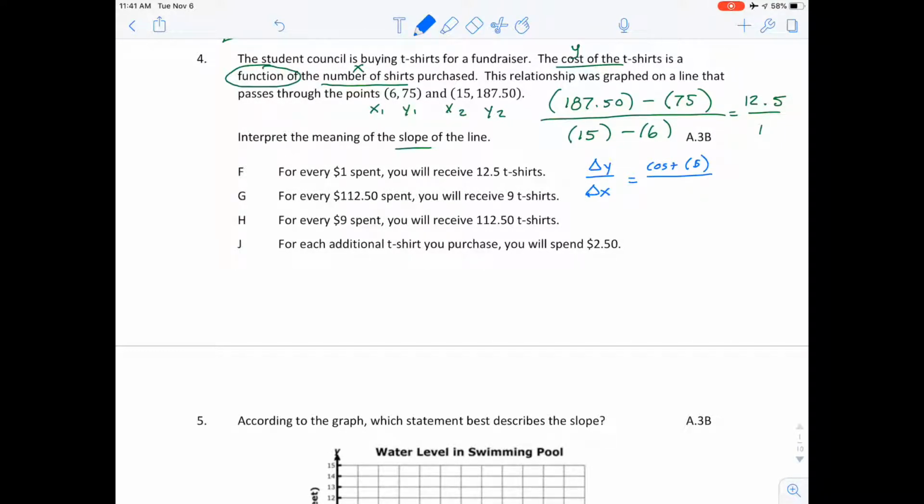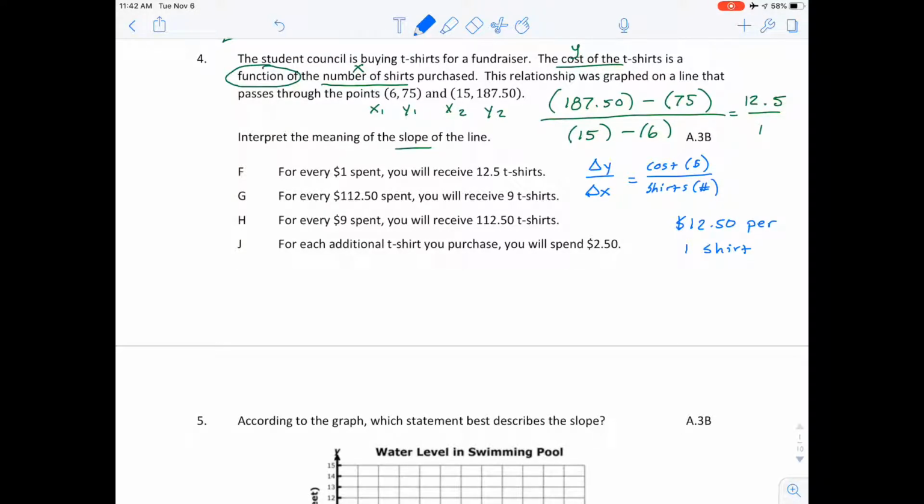And then my x is the shirts, and that's how many I have, so that's going to be a number of shirts. So right now, when I have 12.5 over 1, that really means $12.50 per one shirt. So every shirt is $12.50.